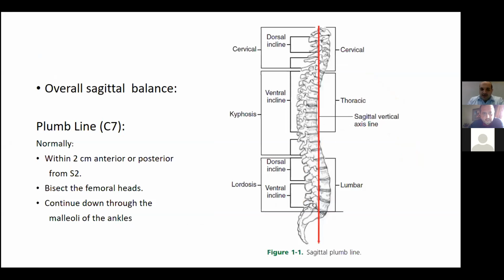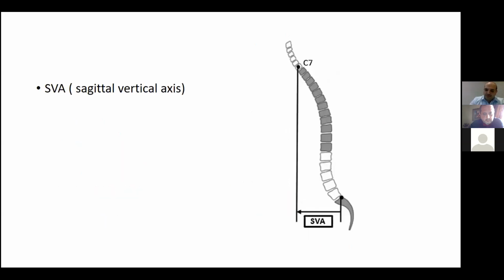The plumb line is also very important. Normally, a line from C7 downwards is usually within 2 centimeters anterior or posterior to S2, should bisect the femoral heads and continue down through the malleoli of the ankles. This is the sagittal vertical axis in the degenerative spine, where the patients usually go forward. So this is the distance between S1 and the plumb line. This is SVA. I just put it because it's important in the Schwab classification.